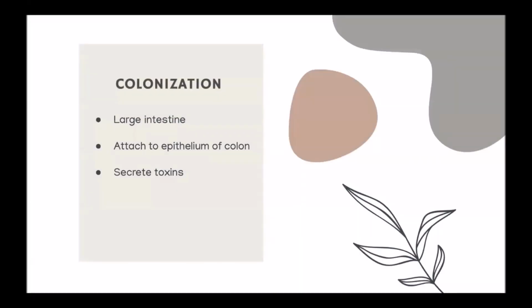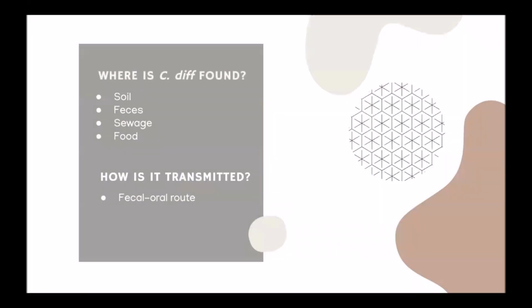The spores then move into the anaerobic environment of the large intestine where they multiply and colonize. They then attach to the epithelium of the colon and secrete toxins that cause the infection. C. diff is found in soil, feces, sewage, and food and is transmitted through the fecal-oral route.